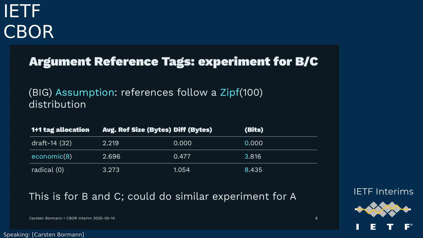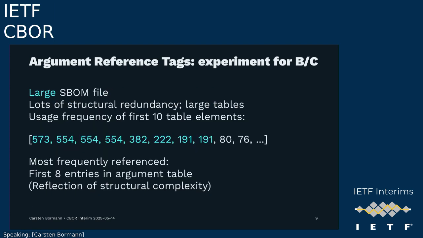So yeah, from an efficiency point of view, both the original draft and the economic solution that we have been discussing would probably make sense, and the radical one where we have all zeros doesn't make a lot of sense from my point of view. But we wanted to have a few more examples. It actually turns out it's really hard to find a corpus of things that are being represented in CBOR or JSON.